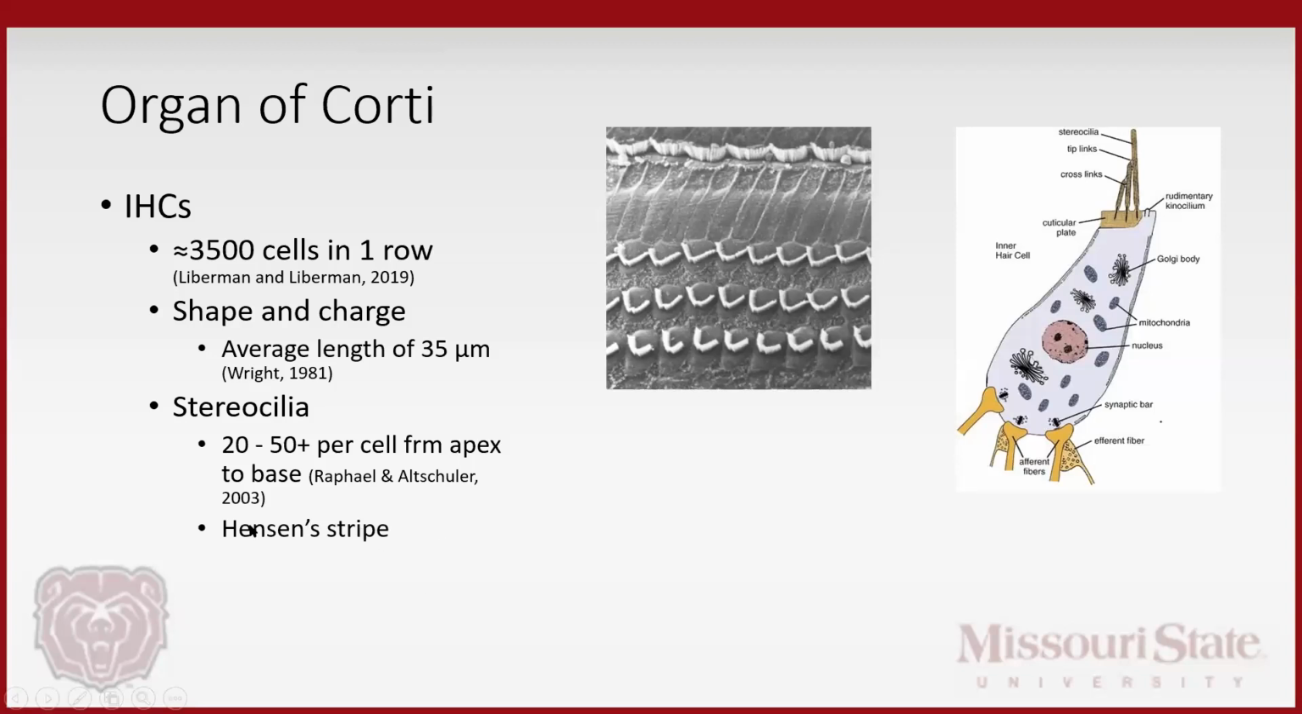Now, one important thing over here, and I kept it over here, the Hensen's stripe. The outer hair cells' stereocilia are embedded within the tectorial membrane. But for the inner hair cells, their stereocilia are not in contact with the tectorial membrane, but there is that little groove that runs on top of where the hair cells are located.